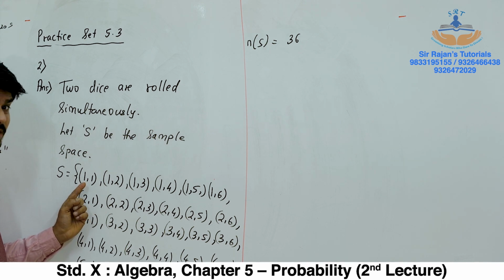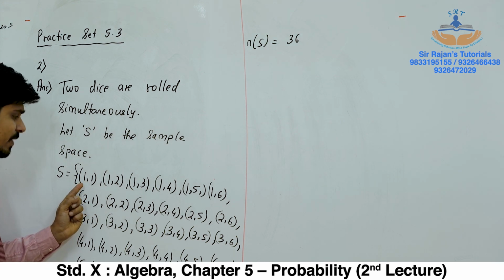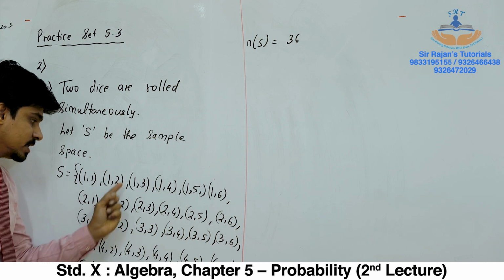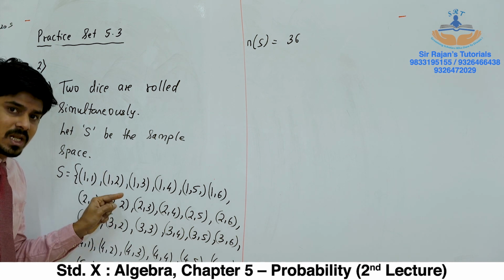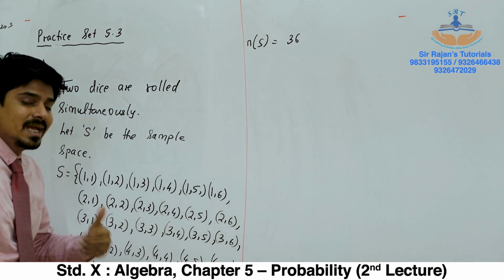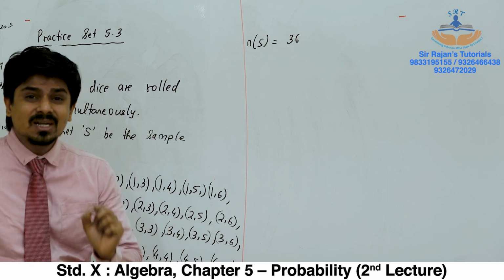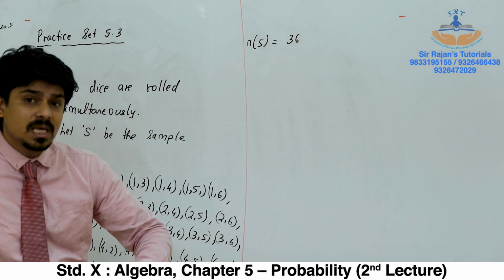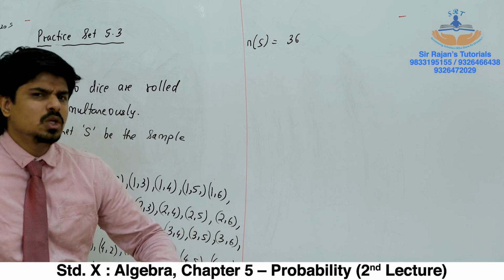Is it a multiple of 6? No. So it cannot come in event A. 1, 2: what is the sum here? 3. Will it come? No. Let's directly hunt out for that combination which will give me a sum of 6 or 12.